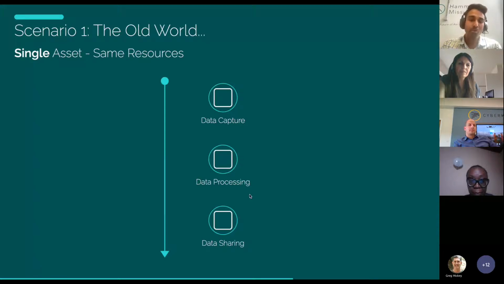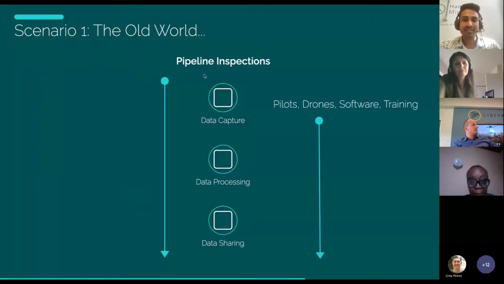As an example, you want to do data capture, processing, and sharing as a workflow. You have a single asset. So let's take an example of pipeline inspections. You basically find the right combination of pilots, drones, and software training for pipeline inspections, and then you work your way down. That's kind of a typical workflow. This works pretty good, pretty optimally.